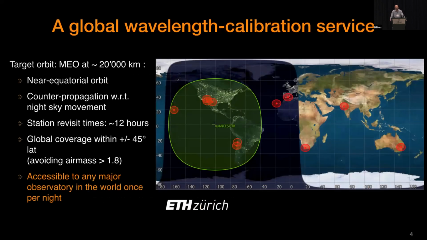So that's the idea: having a satellite on a near-equatorial orbit, which would move in a way that it would be accessible at least once per night by any major observatory in the world, so within plus or minus 45 degrees latitude. The stationary visit time should be about 12 hours, and we should avoid too high air mass. That's really the key point. A satellite which would be some kind of global wavelength calibration service to any observatory.